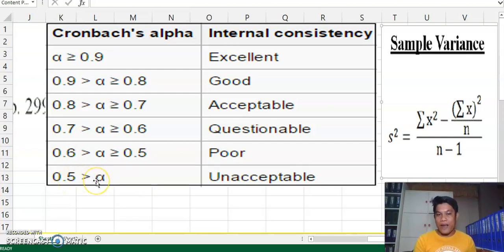If it's less than 0.5, so from positive 0.5 down to negatives, it's unacceptable. So never think of item analysis, revamp totally. So you make another one from the start. That is the result when the alpha is unacceptable.